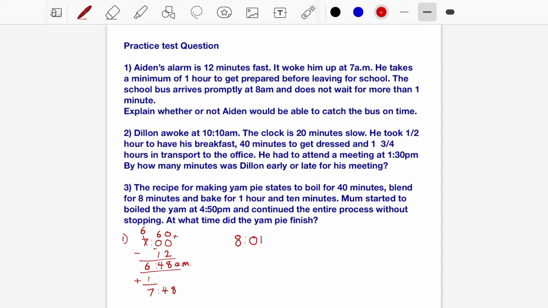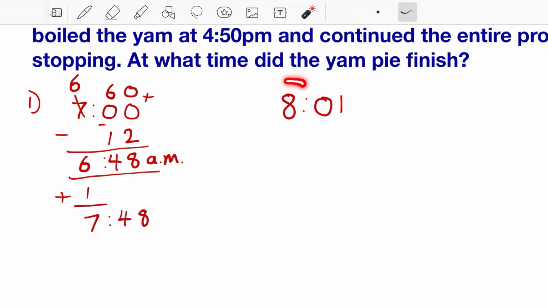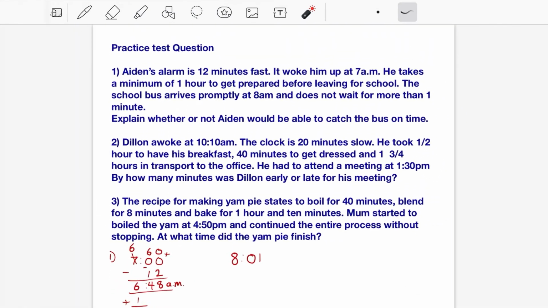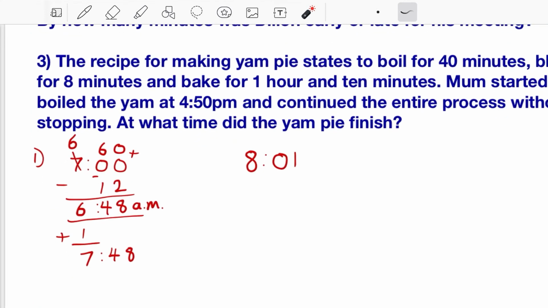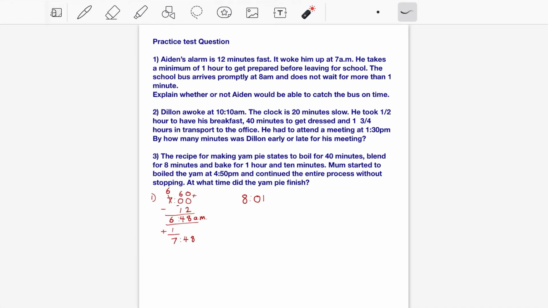Explain whether or not Aidan would be able to catch the bus on time. So he needs to be there at 8:01 latest, but he actually is ready at 7:48. So he's definitely early. So in your explanation, you can simply write: Aidan is ready at 7:48, which is earlier than 8:01. So therefore, he will be early and would be able to catch the bus on time.